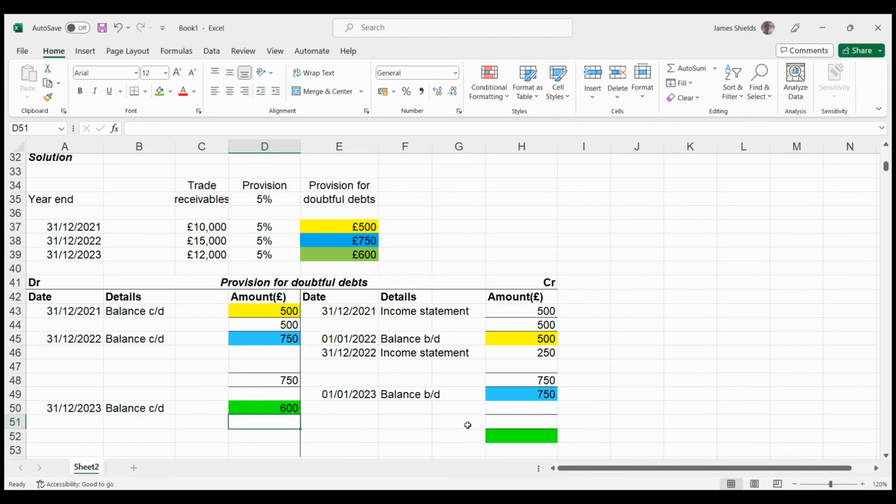Now, we've got £600 total here on the debit side. The credit side, we've got £750 total. So again, the two totals must be the same. So we take the bigger total. So the bigger total is £750. That means there's a difference now on my debit side of £150. So 750 take away 600. And that difference goes to our income statement.